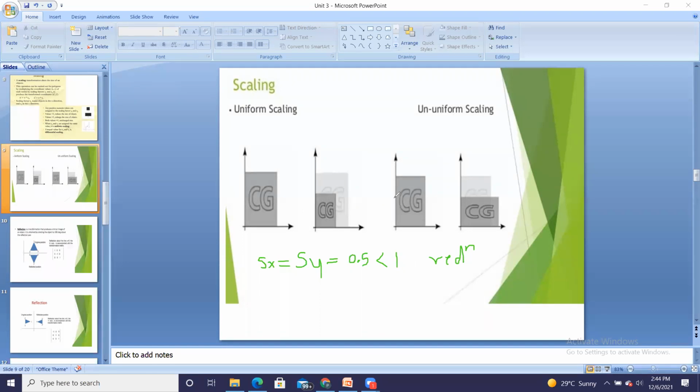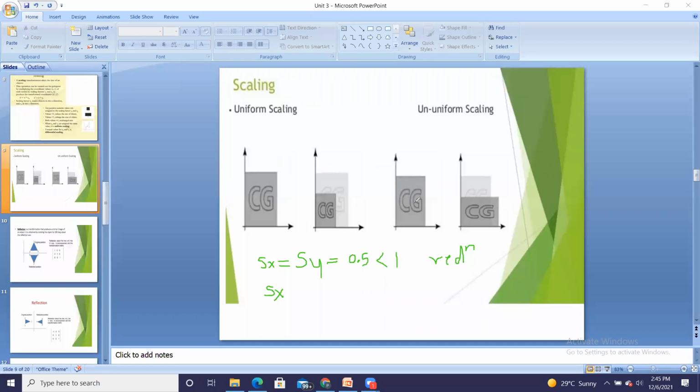Now see this example. Can you tell me what will be the values of Sx and Sy? Whether they are the same? My first question is, if this is the scaling you are going to observe, what are the values of Sx and Sy, whether they will be equal or not? Yes, ma'am. Yes. No. So they will not be equal.